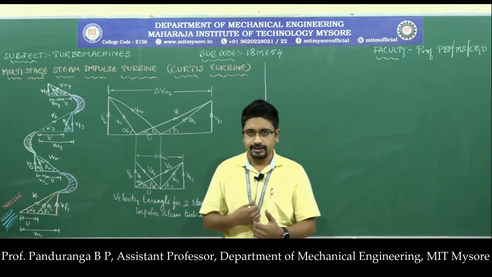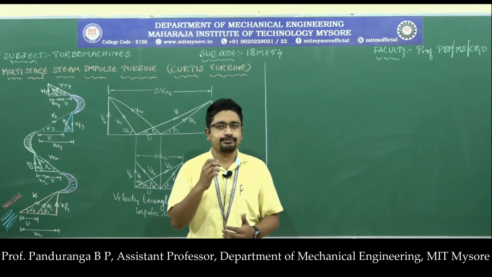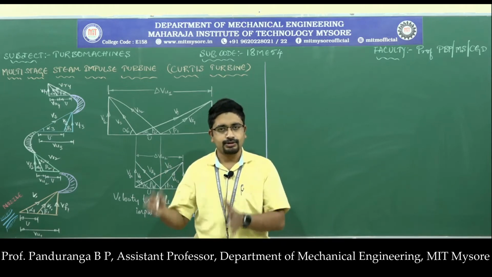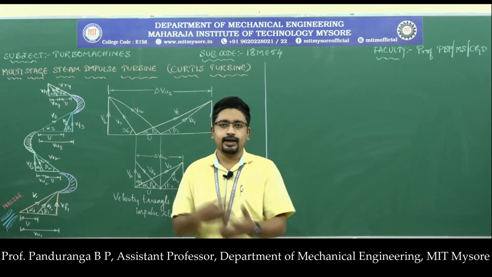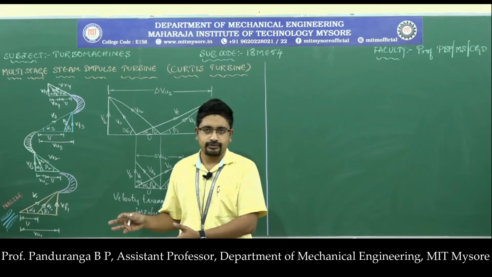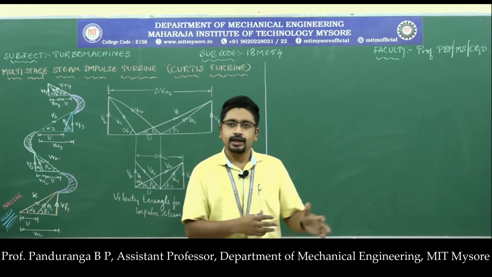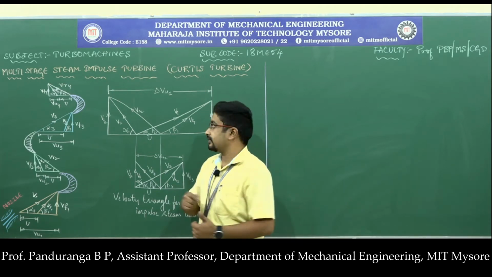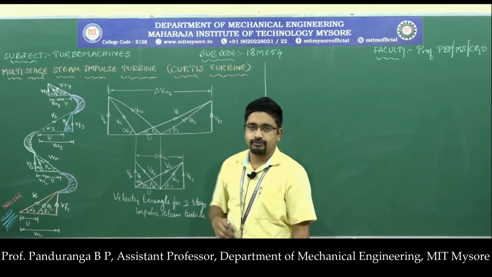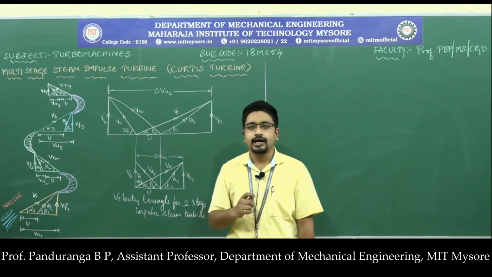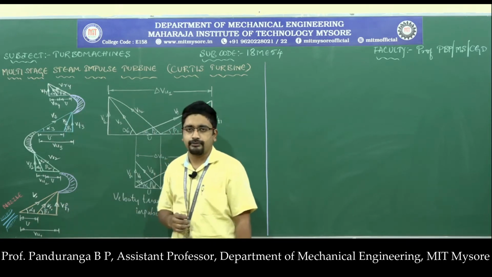consecutive moving blade. Then we have the combination of velocity compounding and pressure compounding, which we call pressure velocity compounding, where we have two Curtis stages one after the other, where the pressure energy will be converted into kinetic energy partially in the first stage of Curtis turbine and in the second stage of Curtis turbine. Okay, these are the different methods of compounding. So in that, the first one was velocity compounding, and the Curtis turbine is an example of a two-stage velocity compounded impulse steam turbine.